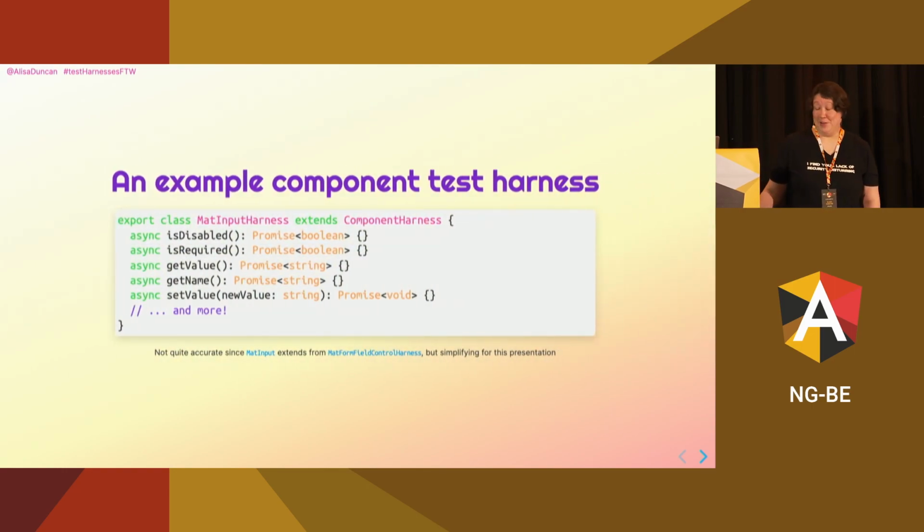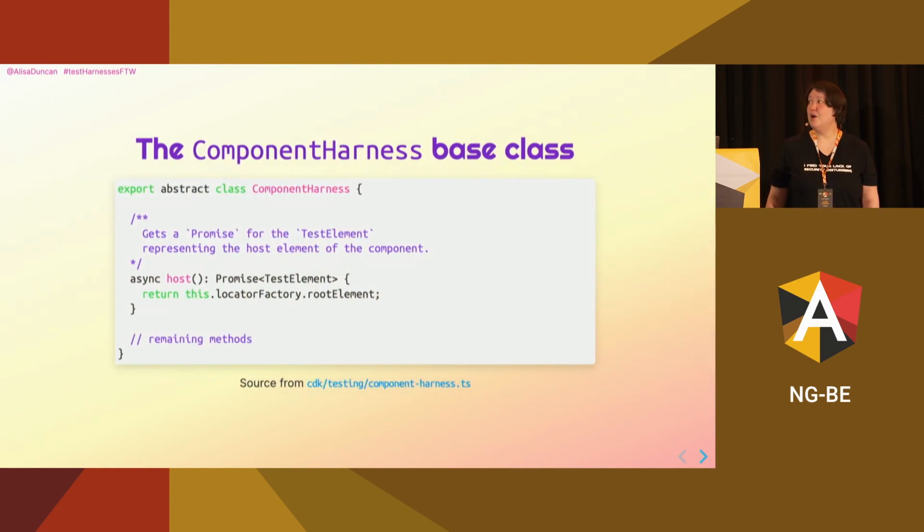But we're going to take a peek under the covers. So you can take a look at the MatInputHarness, for example, and see that it has methods that are very applicable to all HTML elements, such as isDisabled, isRequired, but it also has API methods that are more specific for an input control, such as getValue, getName, and setValue. And it all extends from the base class ComponentHarness. This base class ComponentHarness has a method host that returns the root element, which is similar to the native element property we just looked at earlier.